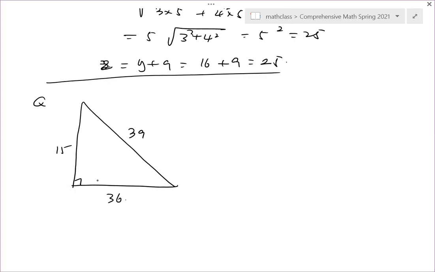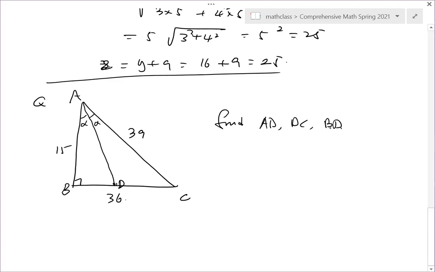This time I'm drawing the line, but these two angles are the same. Bisect the angle. That's a B. So this is a B and a C and a. Still the same question here. I want to find the AD, DC, and BD. If I'm able to find two of them, you can get the rest of them, right?